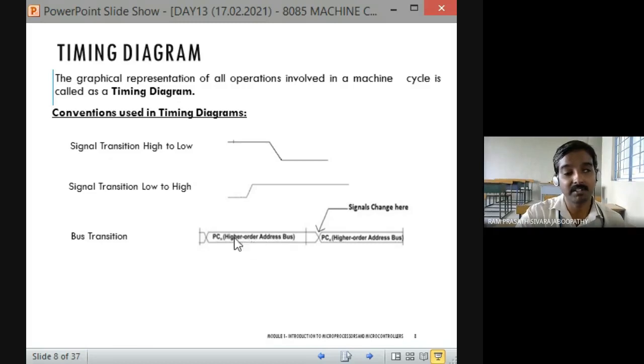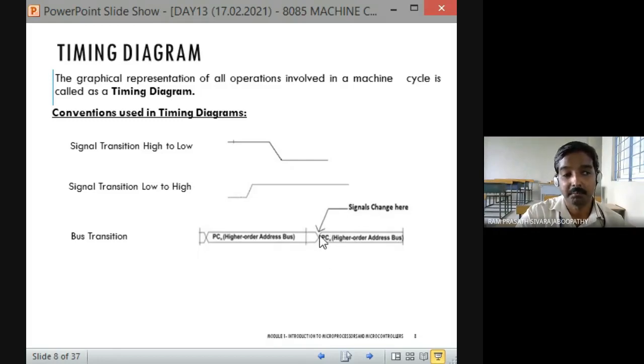So in the broader line, after drawing it, what can we do? Here we can mention what is available in the bus. On the higher order address bus, what is there? PCH, the higher byte of the program counter, is being transmitted, correct? What do we call a bus transition? Here we mention high to low or low to high, but for a group of signals we have a transition like this. We mark it like a cross, correct? Signal change happens here.